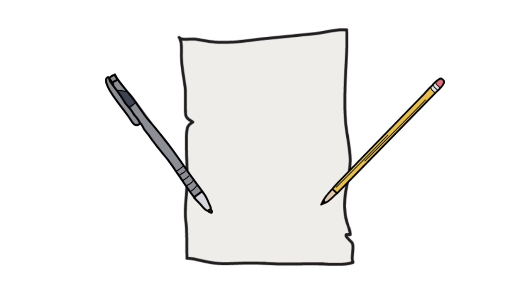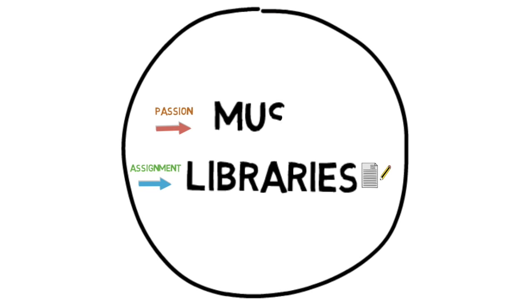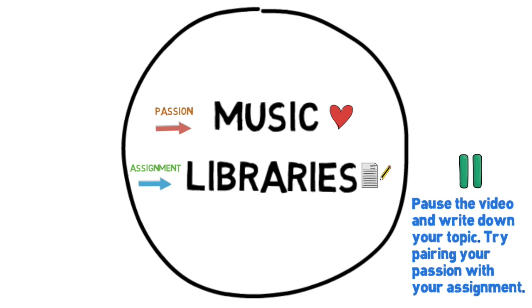To get started, grab a blank piece of paper and a pen or pencil. First, draw a circle in the middle of the page and write your idea for paper topic inside. If you're not sure what to write, you can start by connecting your class or assignment with something you're passionate about. You can pause the video here and take a few minutes to write down your topic.